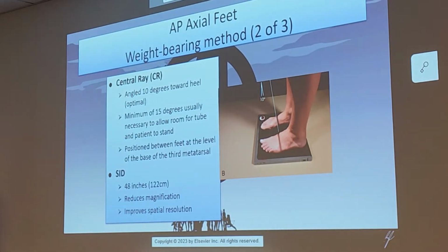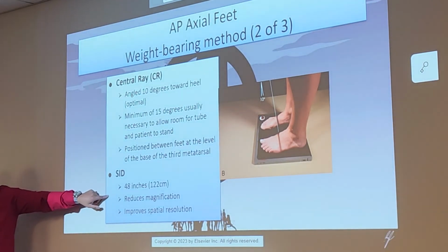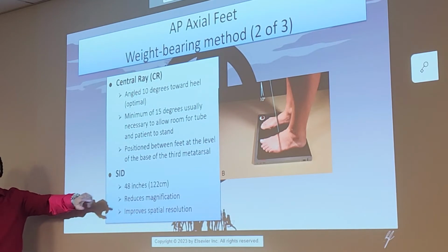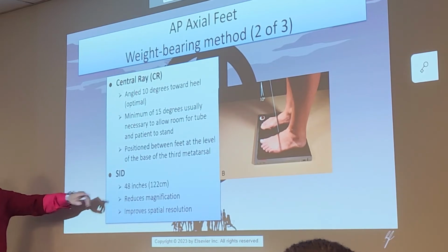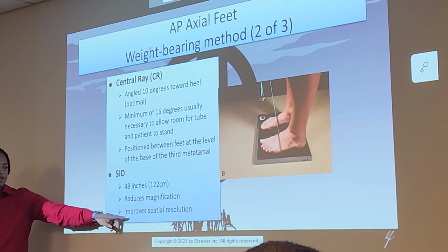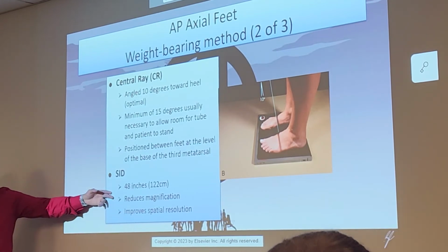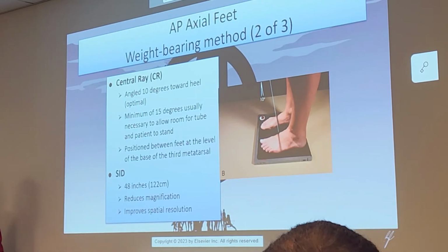And the SID is different. It's increased. So highlight this one, guys. Very important. SID is 48 inches. That's different than all the other projections that we have done. The other ones, what were they at? 40. Okay, awesome. And this one's at 48 inches, to reduce magnification and to improve spatial resolution. That's the reason why we increased the SID on that one. These two main factors right here.